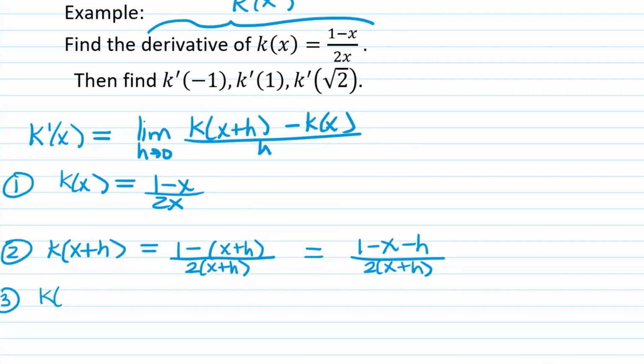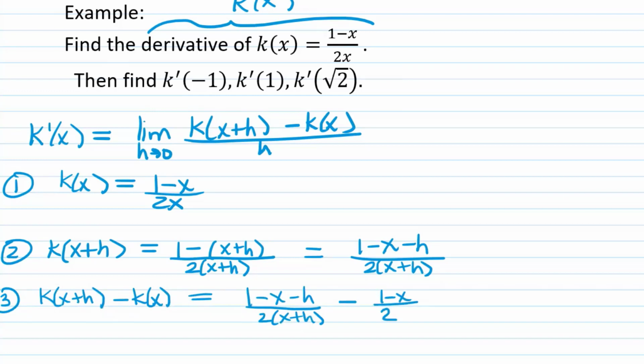We're going to take k of x plus h minus k of x, and then we'll divide that by h. I'll write that in a minute. So we have the second step minus the first step. So it's 1 minus x minus h over 2 times x plus h minus 1 minus x over 2x. You can get a common denominator and subtract, but I prefer not to do that. What I like to do is just go ahead and write it over the h.